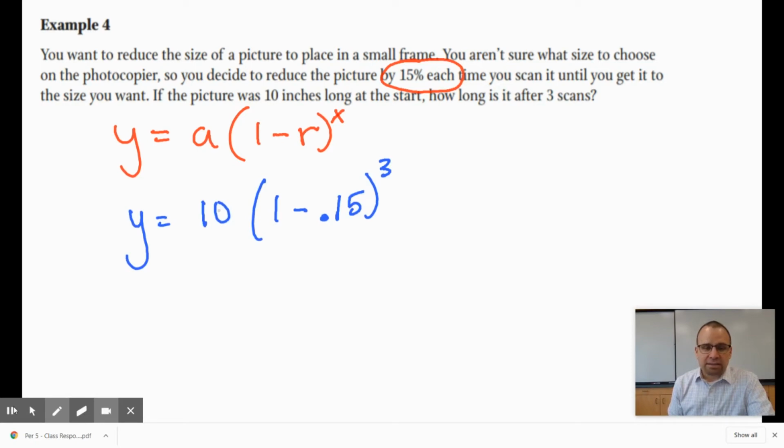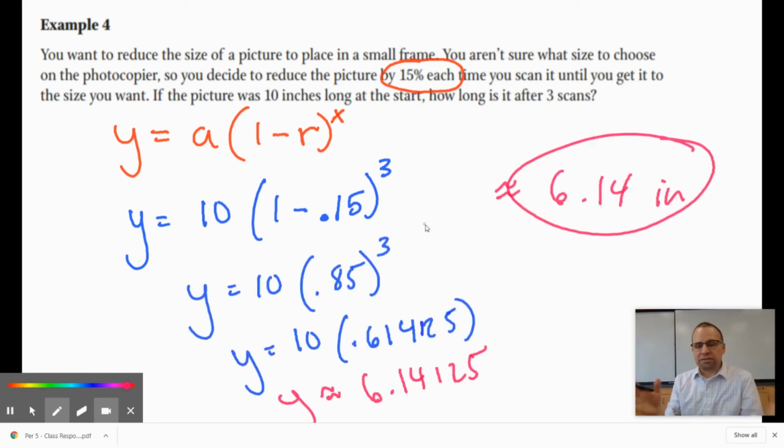So remember, A is your starting point, and the starting point here is the picture was 10 inches long, so that's what the 10 represents for A. 1 minus 0.15, do not put 15 in there. You'll get a negative number, and then you're really going to get a weird answer. So it's going to be 1 minus 0.15, and that's going to all be raised to the 3rd power for the 3 scans. And after simplifying, you get 6.14125, which you can estimate around to 6.14 inches.